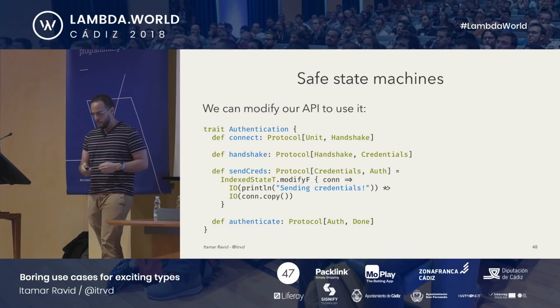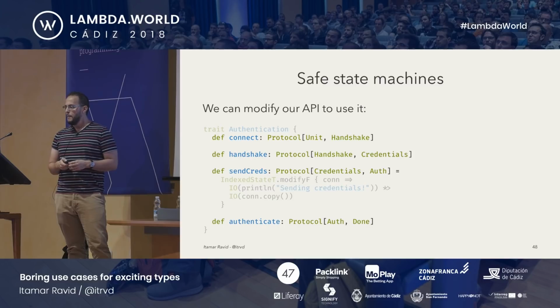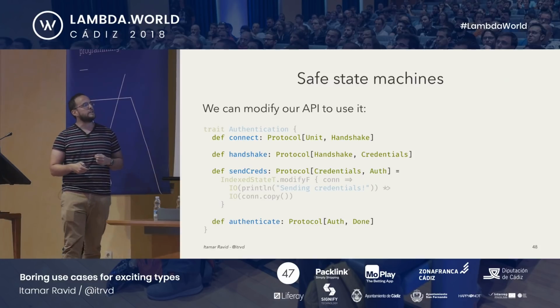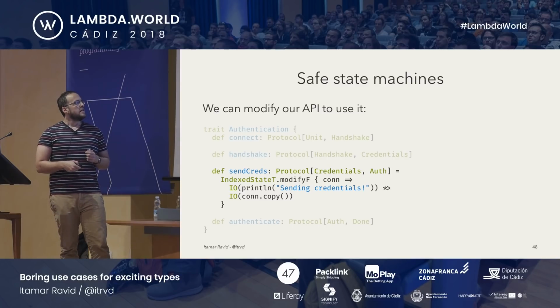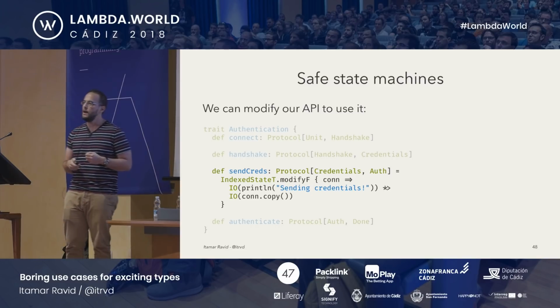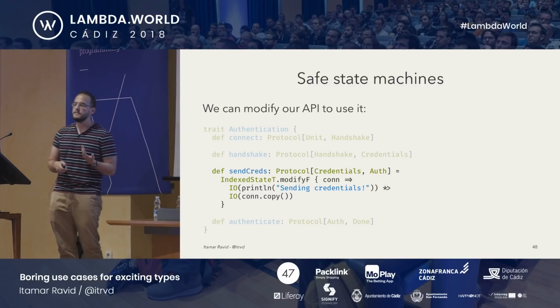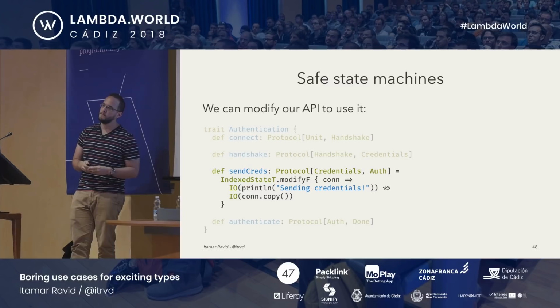Cool. So now, if we modify our API to use this, then our interface is much cleaner, I would say, because each function returns a protocol transition. And to actually use the IndexedStateT type constructor, we only had to add this modifyF method around the function body, which is to say that this is a function that only modifies the state and has no result. This is what modifyF for IndexedStateT means.